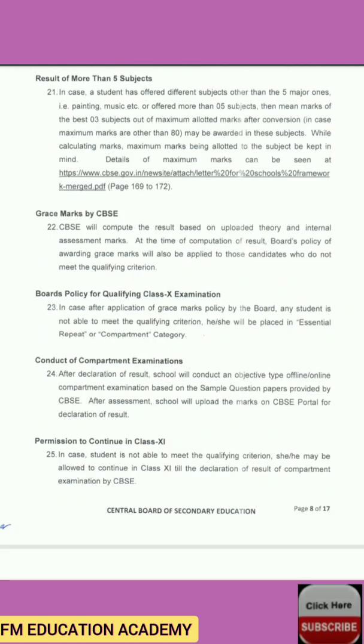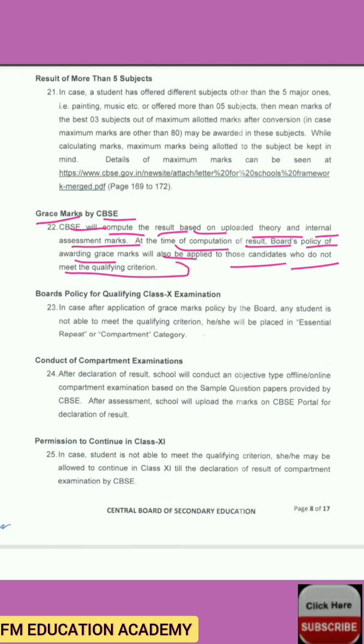Students are very lucky here because grace marks will be provided by the CBSE board. CBSE will compute the result based on uploaded theory and internal assessment marks at the time of computation of result. The board's policy of awarding grace marks will also be applied to those candidates who do not meet the qualifying criteria. Even if after the schools have uploaded the data, any student is not qualifying, still CBSE will compute the result and they will qualify the student. So, the board's policy for qualifying class 10th examination.